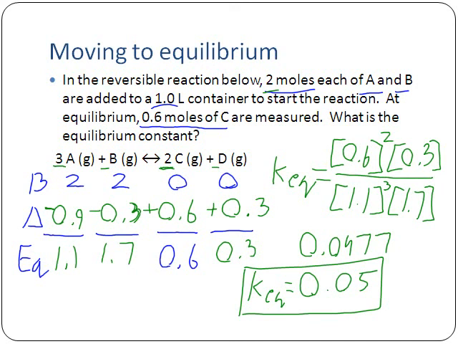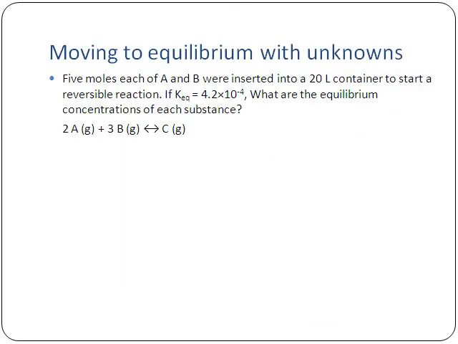5 moles each of A and B were inserted into a 20-liter container to start a reversible reaction. If KEQ equals 4.2 times 10 to the negative fourth, what are the equilibrium concentrations of each substance? So our reaction is 2A plus 3B is reversible to C. And so we want to set this up the same way we did the other ones before.